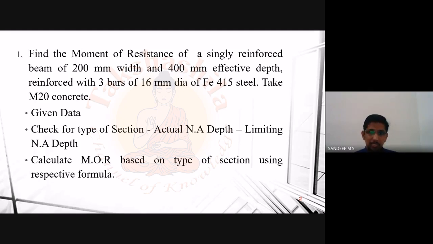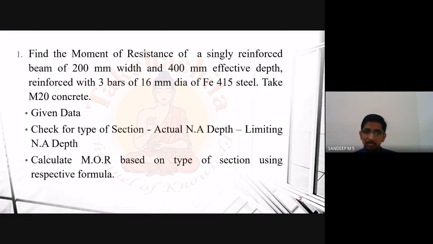So how to do this? I have briefly given some steps below. In the first stage, once you get a problem like this, you just see what all data is given in the question. If you refer to this question, we have the dimension of the concrete section, that is we have the value of B as well as the effective depth small d. Then we have the value of AST.